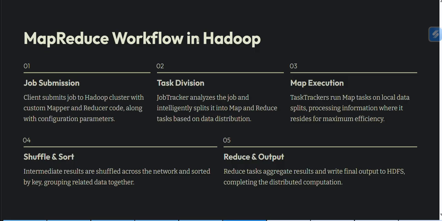Then the shuffle and sort. Once all maps are done, intermediate results are shuffled across the network and sorted by key, grouping all relevant data. Reduce and output: all the reduce tasks are run, and the final results are stored back in the HDFS, ready for consumption downstream.